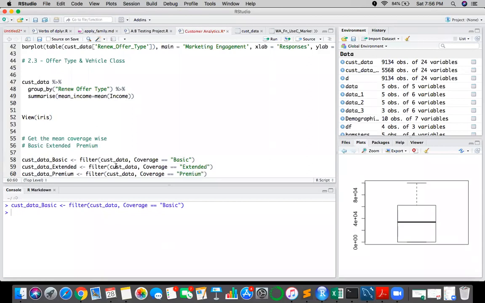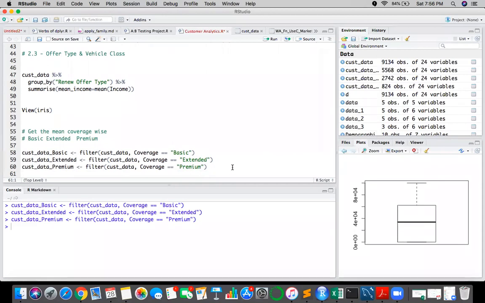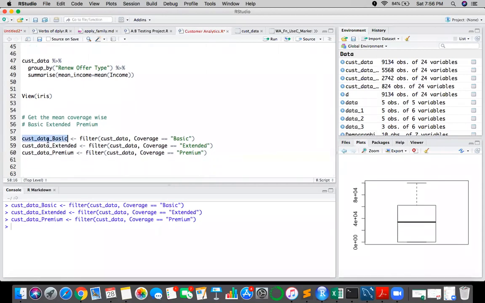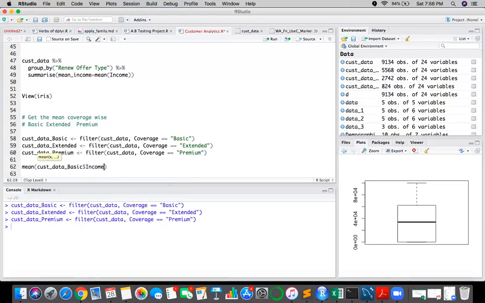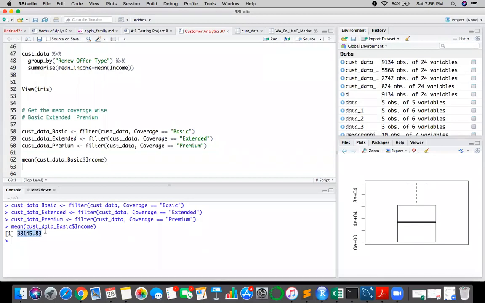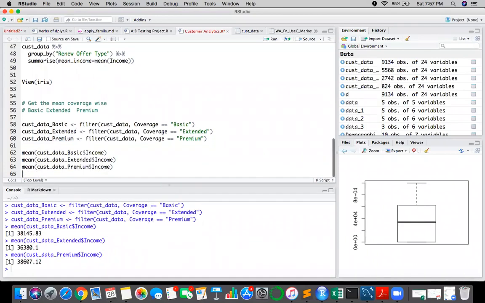So now, since I have three different data sets, we'll take out the mean and see how the mean looks. Okay, so let's get the mean of your income. So we get 38,000 for basic. So let's take out the mean of income for extended, and then the mean of premium. So the mean of premium is high, and it is supposed to be high.